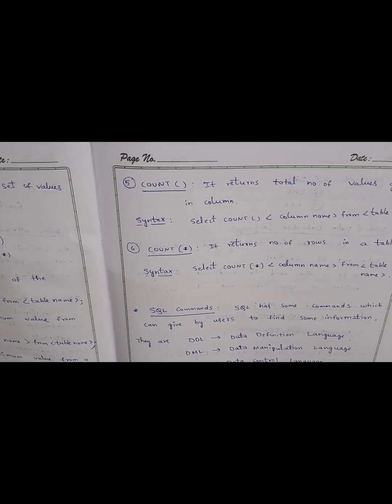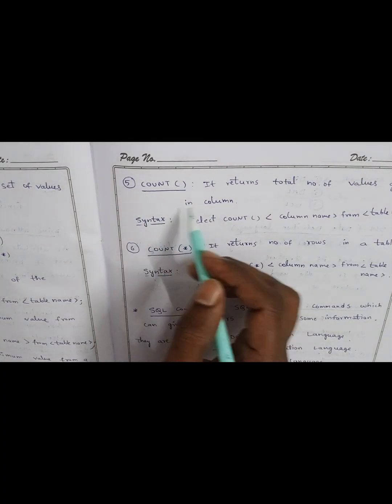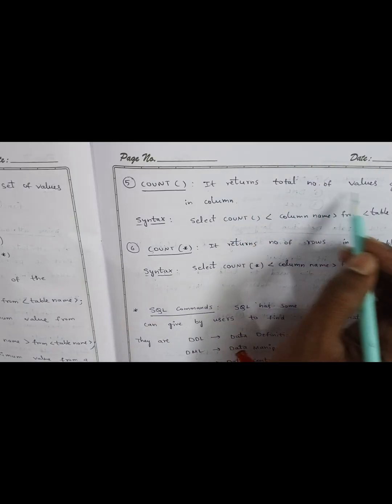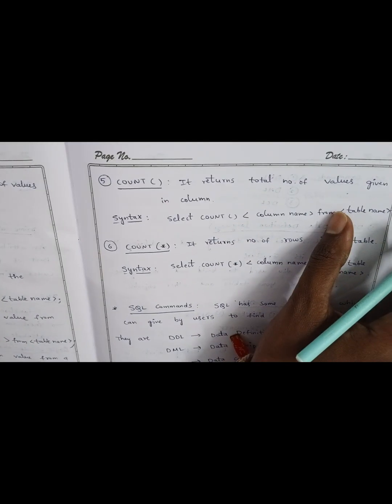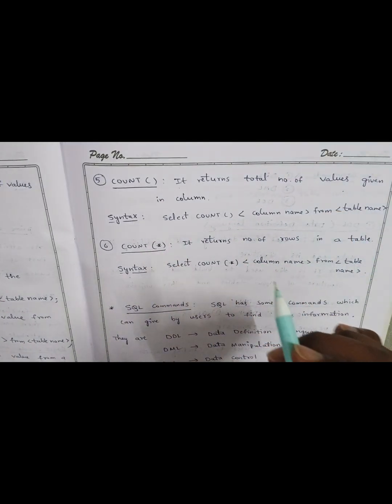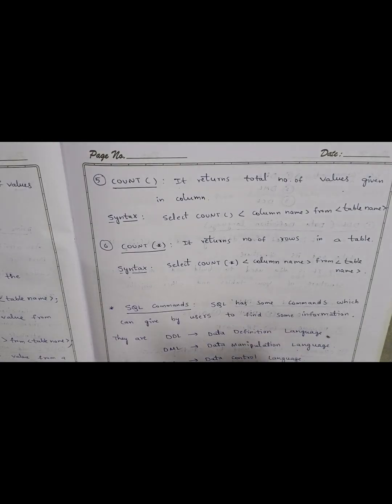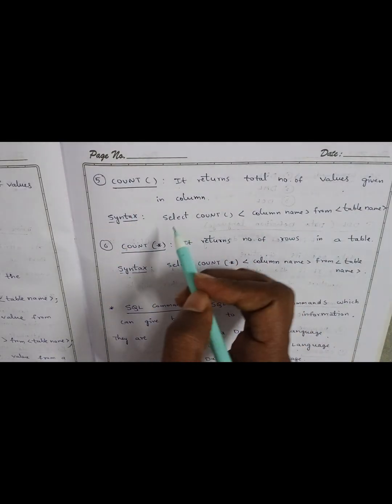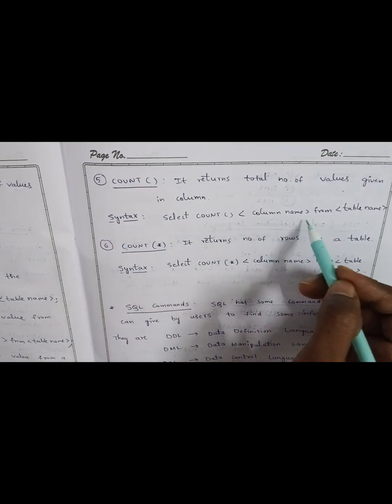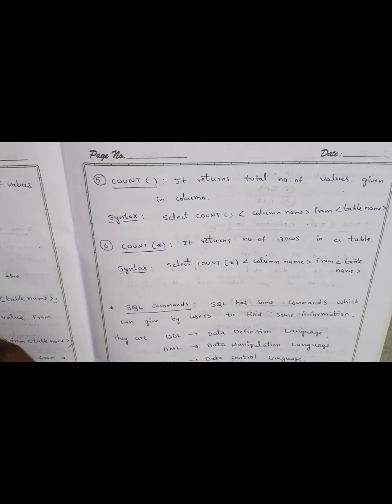And the fifth one, very important, is count. It returns the total number of values in a particular column. It doesn't depend on any particular type; count only gives the number of values. Select count, column, from table, same as the previous syntax. Just remember that syntax.